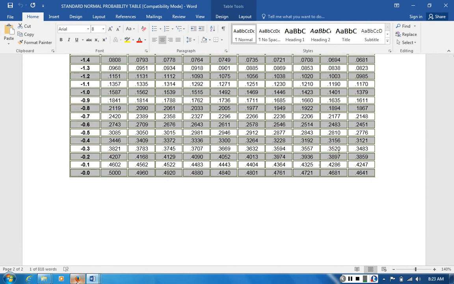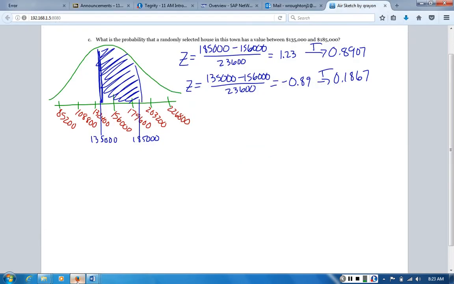So there's our values from our table. Now we just got to decide what we're going to do with those, right? Because we only want one probability. So the between rule tells us that we're going to take our two numbers we just found from the table and we're going to subtract them. It's always going to be the larger one minus the smaller one because probabilities have to be positive. So this is going to be 0.8907 minus 0.1867, giving us 0.7040.